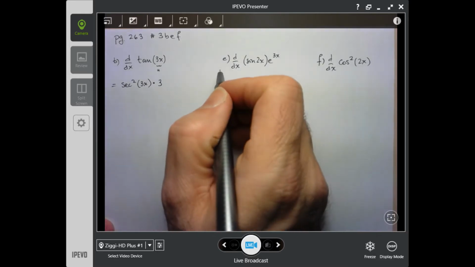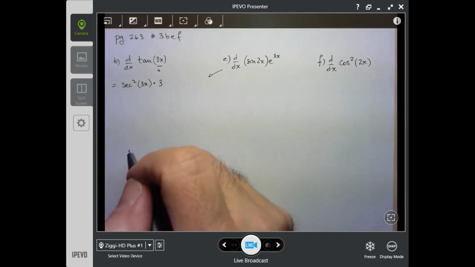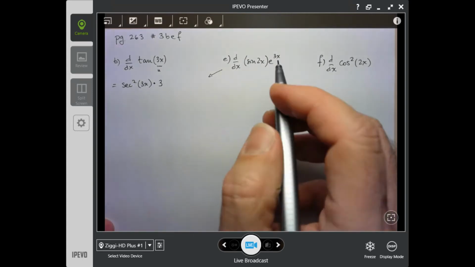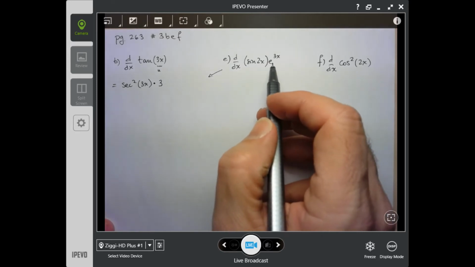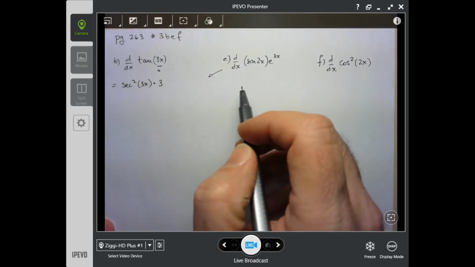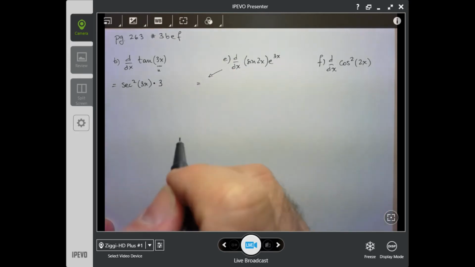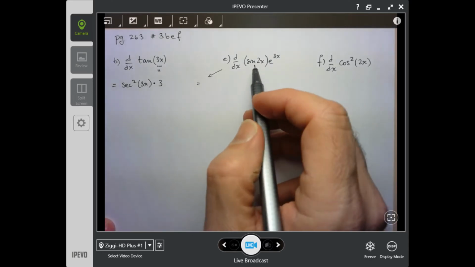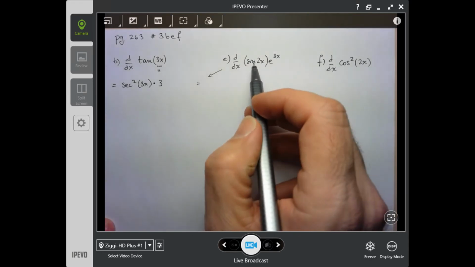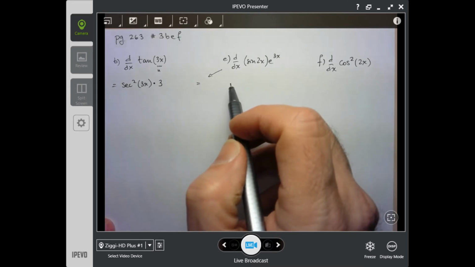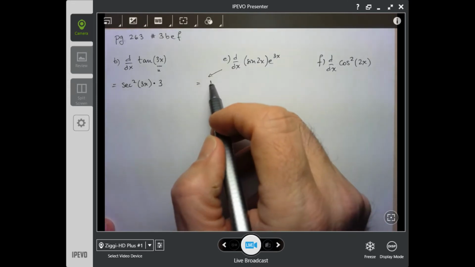Let's go to e. I'm going to give myself a little more room here. Now here I see that I've got sine of 2x being multiplied by e to the 3x. So I'm going to have to use the product rule. But I notice that in taking each of the individual derivatives, I'm going to have to use a chain rule. All right, so let's start by beginning the product rule here.